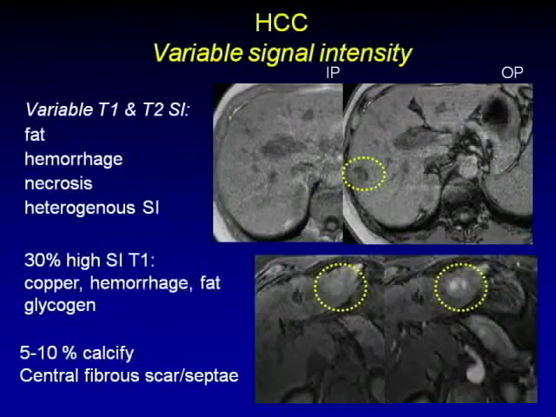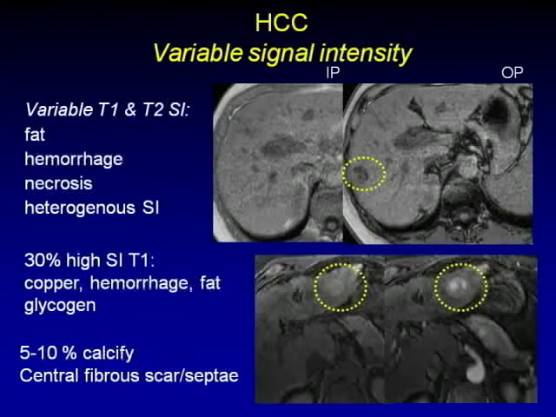T1 signal can be variable as well because they can contain fat, they can contain copper that causes high signal, they contain iron that can cause areas of low signal. So in phase, out of phase helps to pick out fat. So the T1 and T2 signal intensities can be very variable, but the majority are bright on T2. Now, another important feature is, of course, they're hypervascular, so they will show arterial phase enhancement, and characteristically, this is heterogeneous. So anything that's hypervascular, particularly if it's bigger than 2 centimeters.